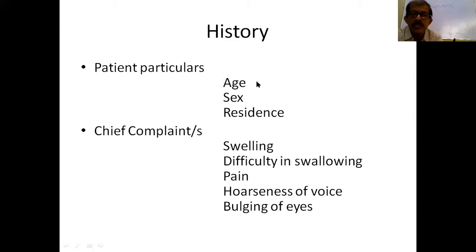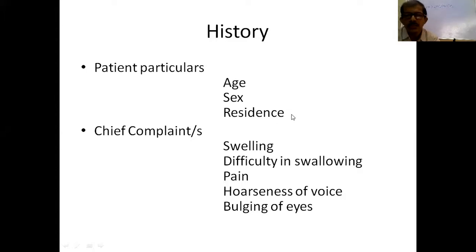Because all the diseases are common in females, you will not be missing malignancy because you will be thinking of all those conditions. Whereas in males, if you only think of benign conditions, then you may be missing malignancies. That is very important. Then residence, of course, all of you know that those living in hilly regions, so in our district, Araku, Paderu, all those areas, and in India, all hilly regions and Himalayas, there will be endemic goiter, right? So that is the importance of patient particulars as far as thyroid is concerned.